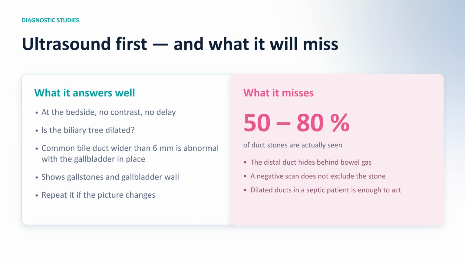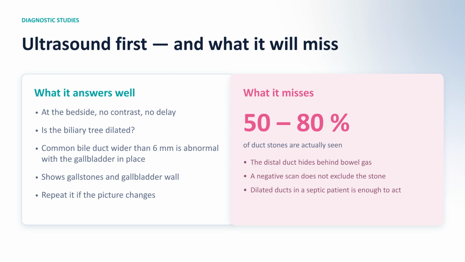Ultrasound is the first test. It is at the bedside. It needs no contrast. And it answers the question that matters most in the first hour. Is the biliary tree dilated? In cholangitis, it usually is. A common bile duct wider than 6 millimeters is abnormal in a patient whose gallbladder is still in place.